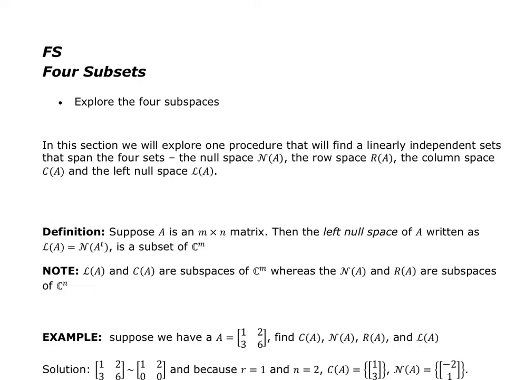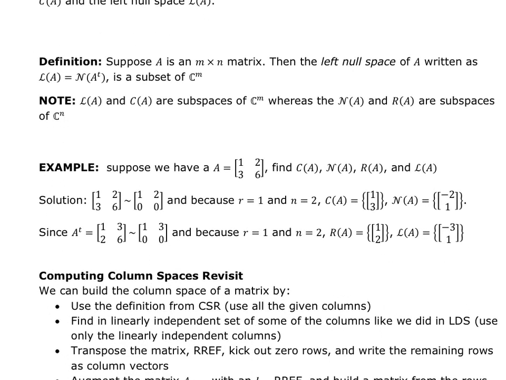Let's look at an example where we're asked to find the column space, the null space, the row space, and the left null space. Here's a nice small matrix, and we do the row reduced echelon form. Because r is 1 and n is 2, the column space of A is just the first column, 1 and 3. The null space of A is found by setting this equal to 0 and writing the dependent variable x sub 1 in terms of x sub 2, the free independent variable.